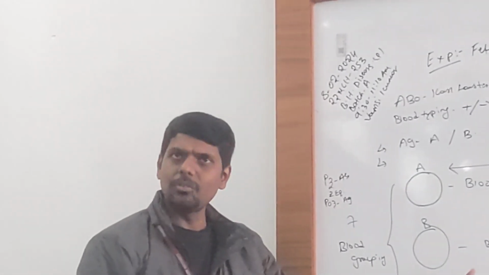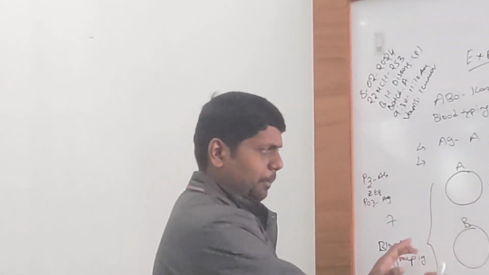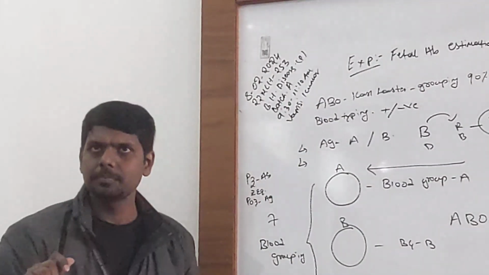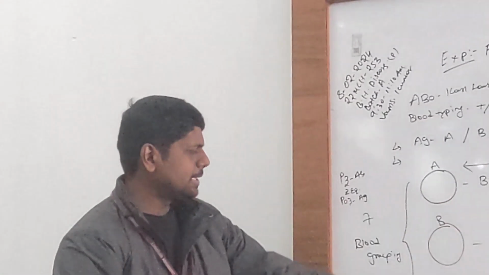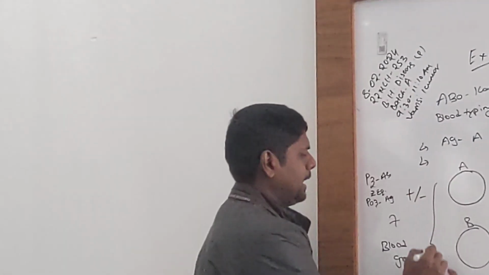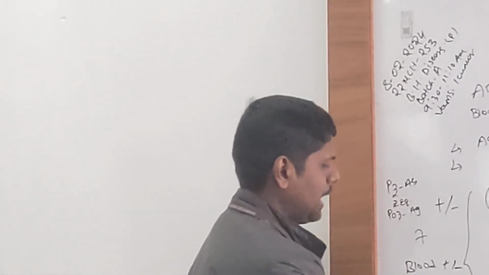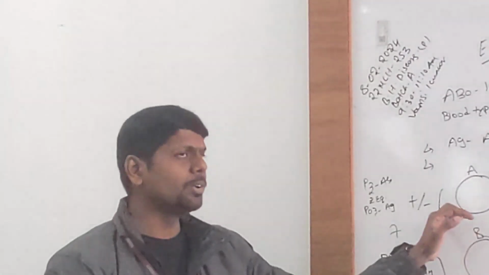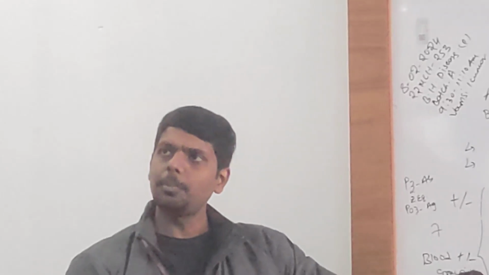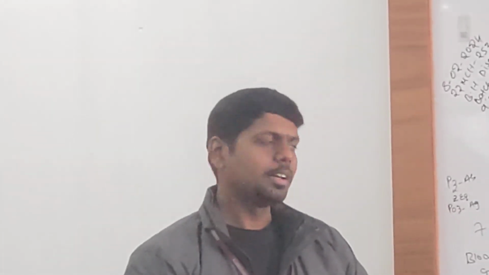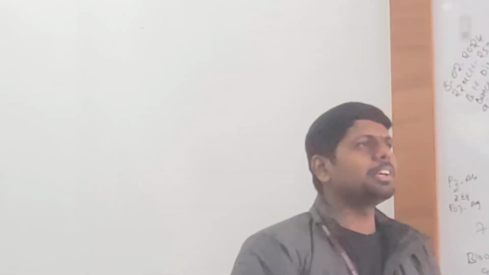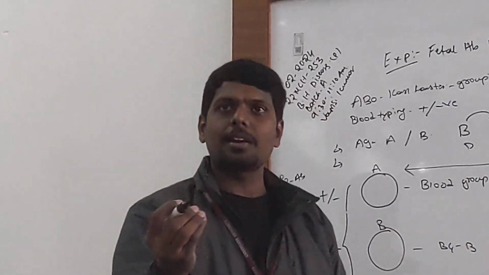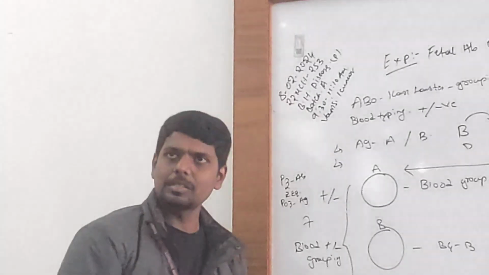Is the story clear so far? So combining grouping with typing, the blood groups are 8 types. Both these 4 categories have positives and negatives. That's it. Hence we got 8 types of blood groups: A positive, A negative, B positive, and so on. Clear now? Then, everywhere we need to give some laws. Laws means universally accepted or standardized formats.